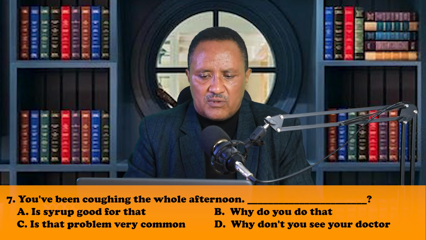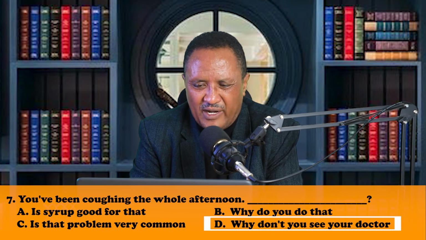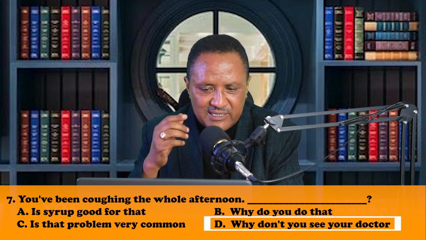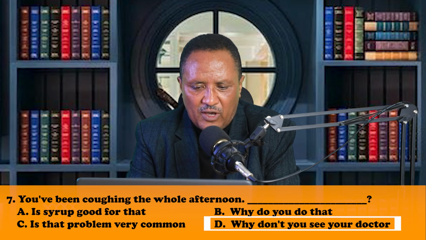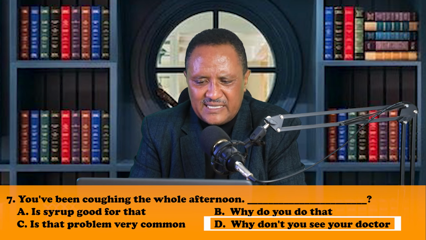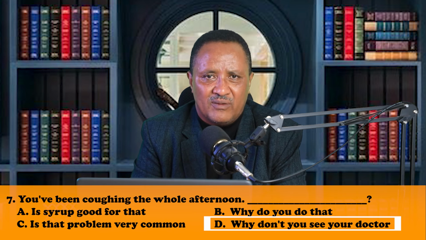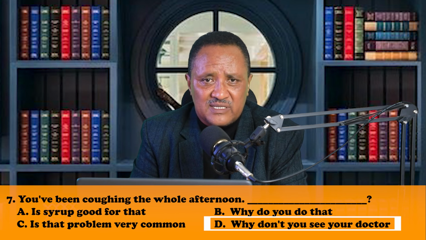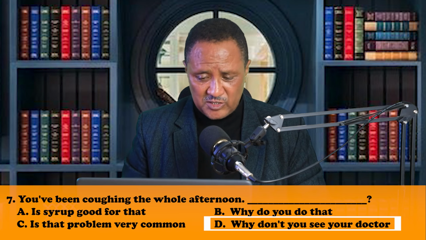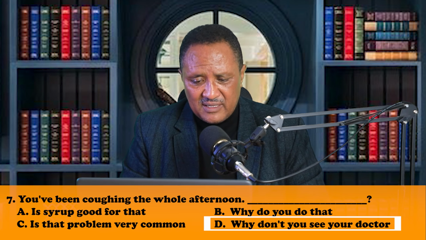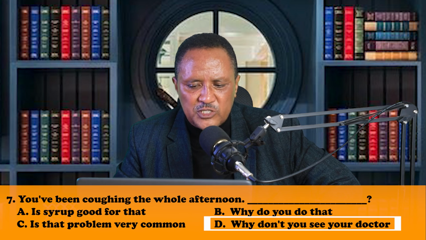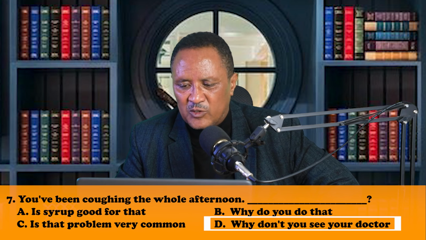The correct answer in this particular context is, of course, choice D. Why don't you see your doctor? Why do I say this? Let's analyze the sentence and the options. You have been coughing the whole afternoon, question mark. This statement implies concern about the person's persistent coughing, because from the sentence you can understand that the speaker has deliberately made use of the present perfect continuous tense. This shows that the person has been coughing persistently. The appropriate response would be a question expressing concern and suggesting a course of action.